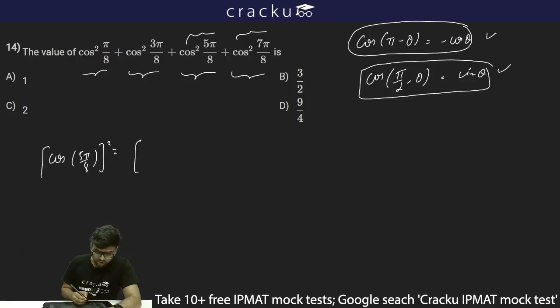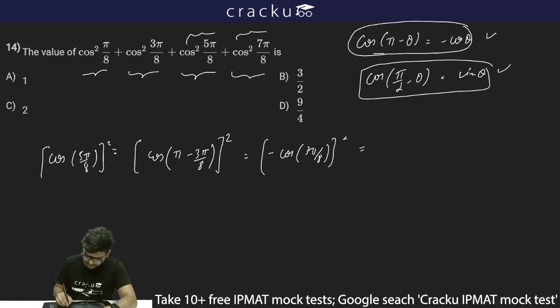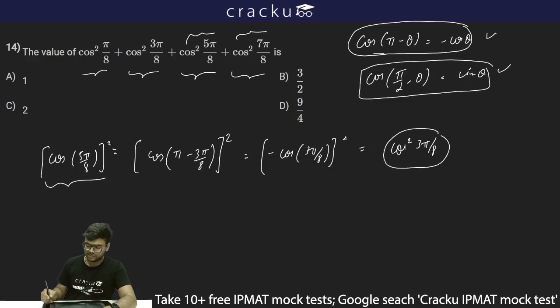This can be written as cos 5π/8 = cos(π − 3π/8), the whole squared. Now cos(π − θ) is −cos θ, so this can be written as (−cos 3π/8) whole squared, and minus minus will become plus after squaring, and this will be equal to cos² 3π/8. So instead of cos² 5π/8, I can just write cos² 3π/8.